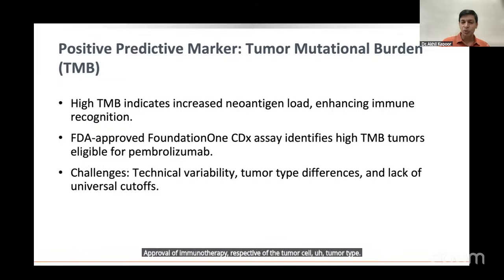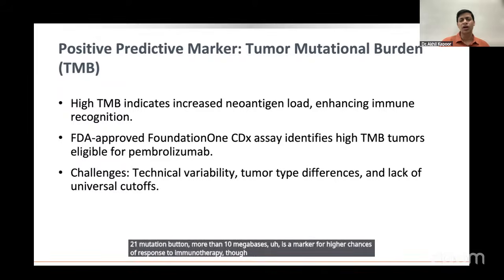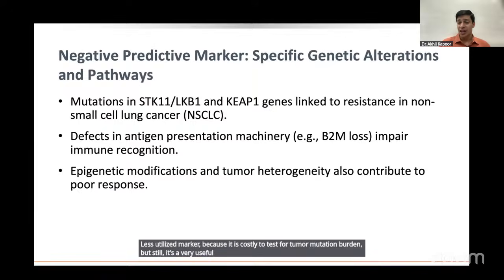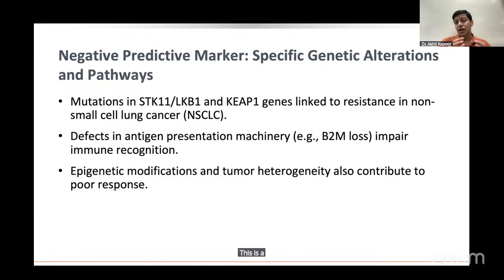Tumor mutation burden of more than 10 mutations per megabase is a marker for higher chances of response to immunotherapy, though it is a somewhat less utilized marker because it is costly to test for. Still, it's a very useful marker. This is a positive marker, but are there any negative markers for response to immunotherapy?